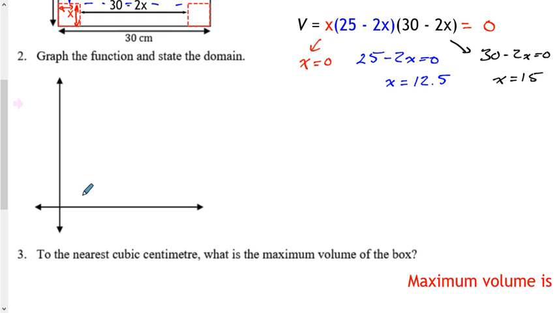If I were to expand it out, I would have an x times a negative 2x giving me negative 2x squared, times another negative 2x would give me a positive 4x cubed. So my leading term will be 4x cubed, so my right end behavior is going up. It's cubic, so my left end behavior is going down. And I know that I'll have intercepts at 0, at 12.5, and at 15.